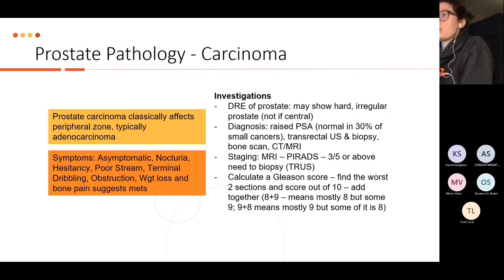So prostatic carcinoma is very common, again, in men. Typically it affects the peripheral zone, and typically it's an adenocarcinoma. The symptoms are very similar to BPH.